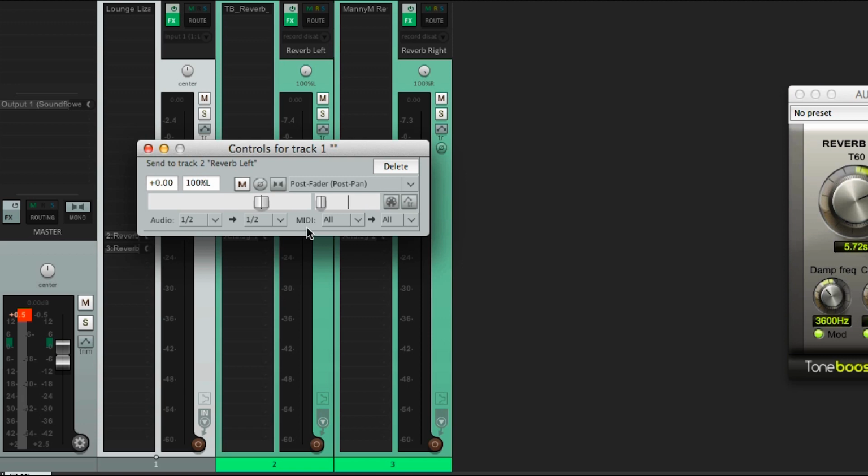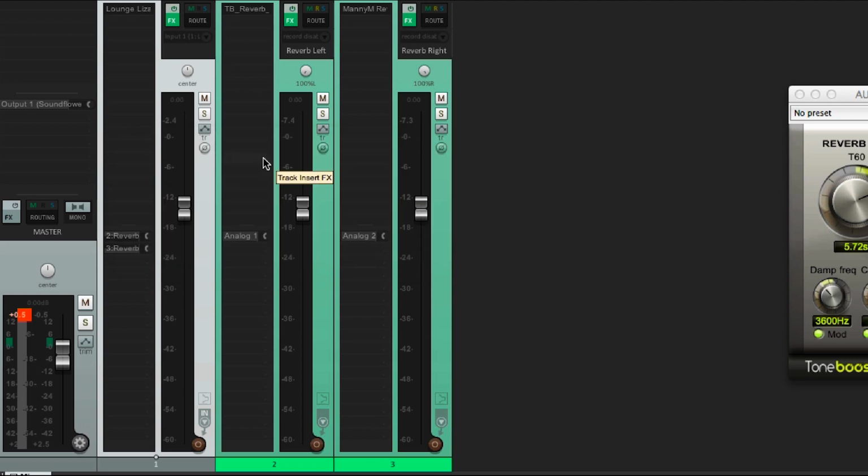It's important that we pan the sends themselves, because that means that the left reverb is only getting the left side of the Rhodes signal, and then that the right reverb is only getting the right side. And then I'm also panning those as well, so that way this is only kicking back a left channel and this is only kicking back a right channel.